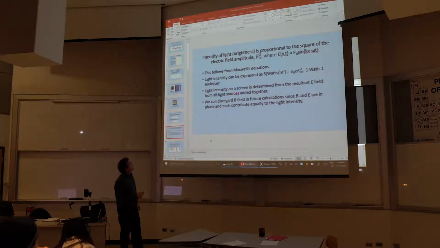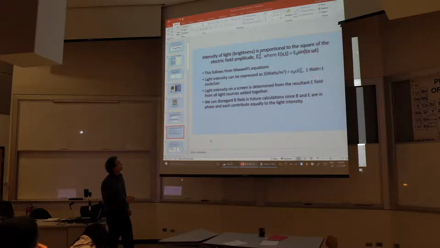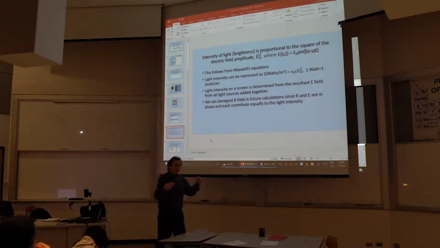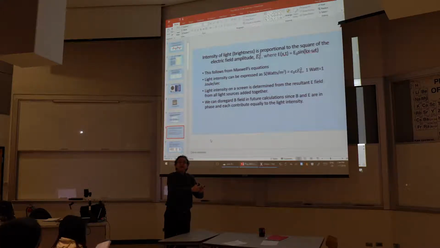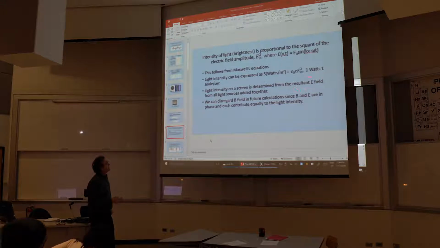And furthermore, the light intensity on the screen is determined by the sum of all the electric field vectors from all light sources added together at a point. So if I have multiple light sources, they each contribute the electric field. I add those electric fields together if they're in phase, and I get a new electric field that's higher, and that will make the light more intense. Okay? So if there are multiple sources, we calculate what we call the resultant electric field vector, or the net.